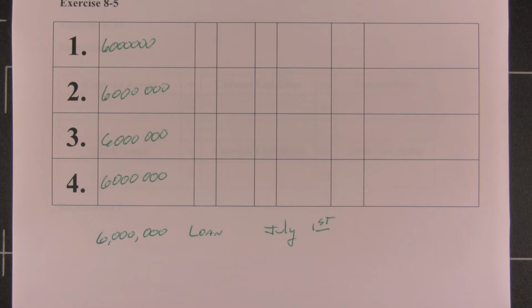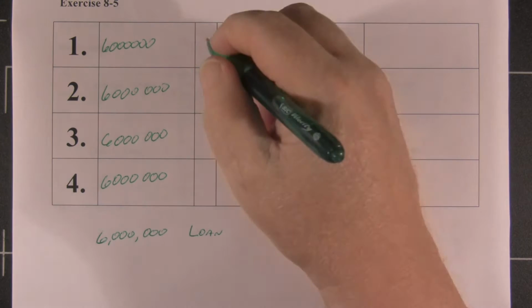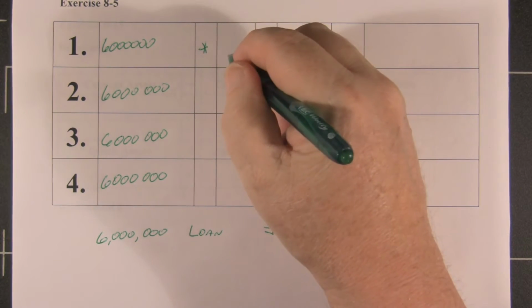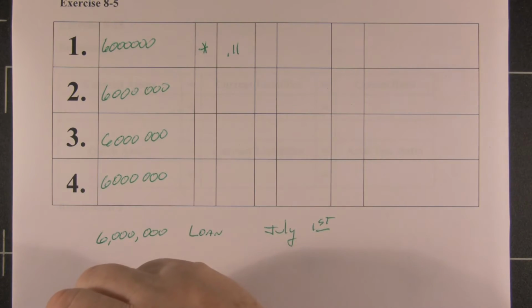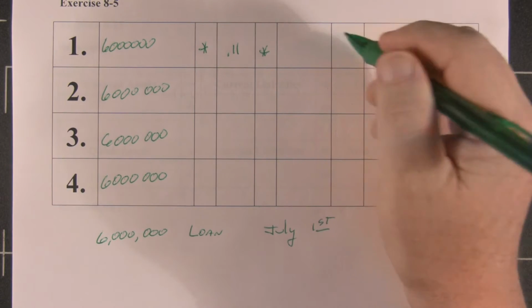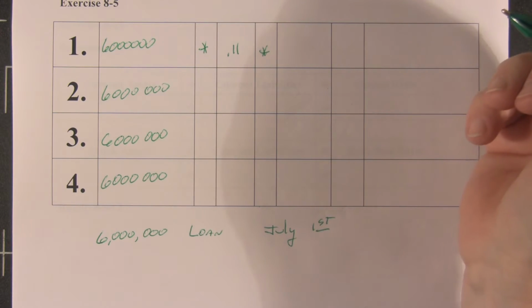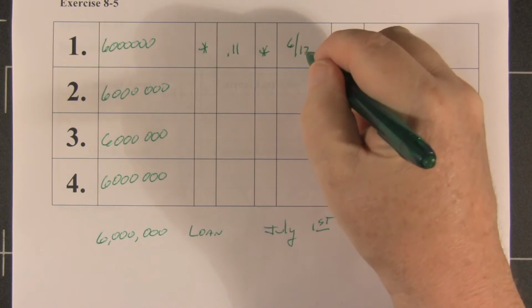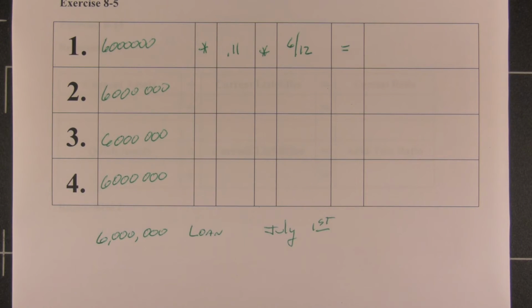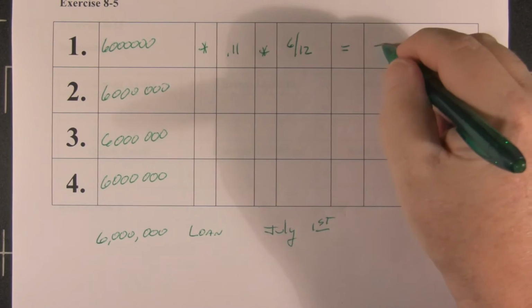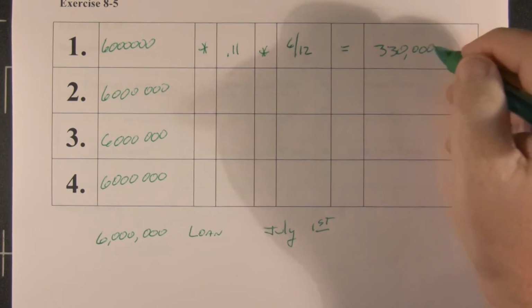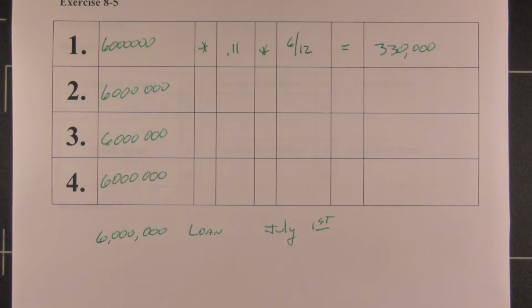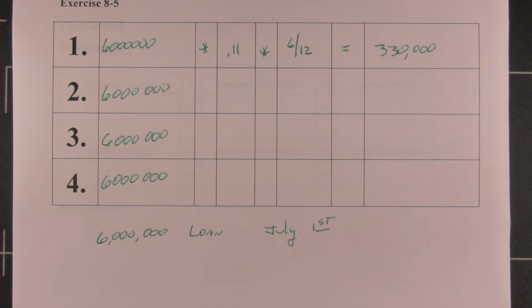So under the first scenario, they say, assume the interest rate is 11%, and the fiscal year ends 12/31. So we have all of July, all of August, all of September, all of October, all of November, and all of December. That's a full half of a year. That's 6/12 in accounting speak. And if we multiply that out, we come up with $330,000. That would be the interest expense or the interest receivable, depending on if you are the lender or the borrower.